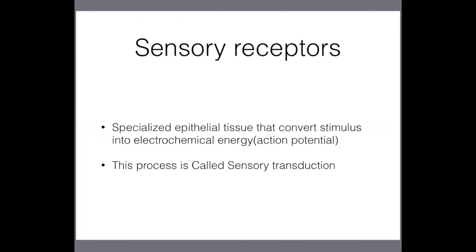First, the definition of receptors. Receptors are basically specialized epithelial tissue that converts stimulus into electrochemical energy. Okay? They convert the stimulus, which is anything, touch, pressure, temperature, pain, and so on, into electrochemical energy, which is basically, in other words, action potential. The process where a receptor changes the stimulus into energy is called sensory transduction. So this is basically the basic idea.